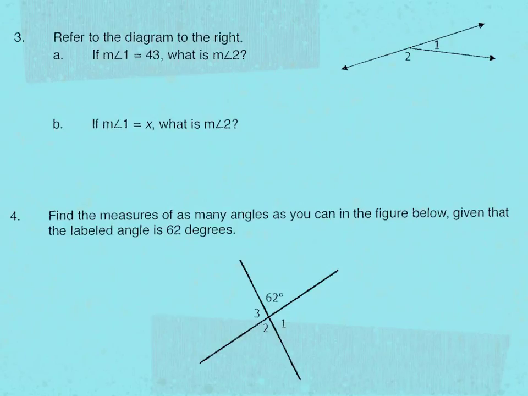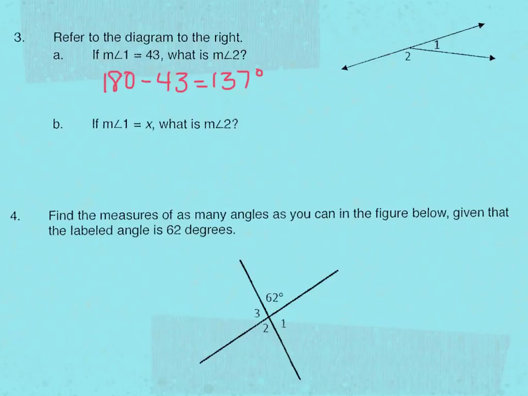Okay, if angle 1 is 43 degrees, what is angle 2? 137. Yeah, how'd you get that? 180 minus 43 equals 137. So angle 2 would be 137. Now the part we struggled with first hour, or second hour, part B is a totally separate question, so that 43 is not there anymore.